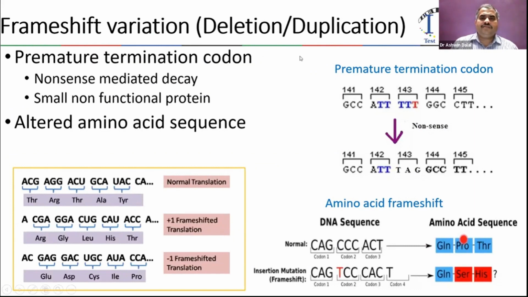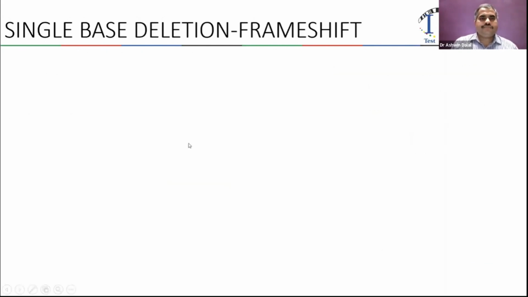Similarly, a frame shift mutation, which can result from a deletion or duplication, can lead either to a premature termination codon or to an altered amino acid sequence after that particular mutation. So an altered frame shift can again lead to a loss of function mutation, which is going to be more severe.